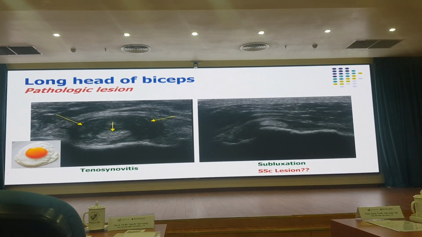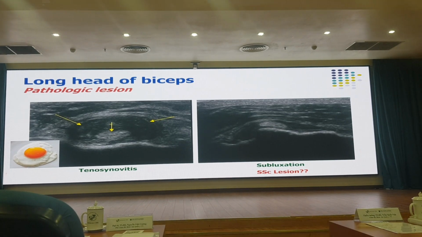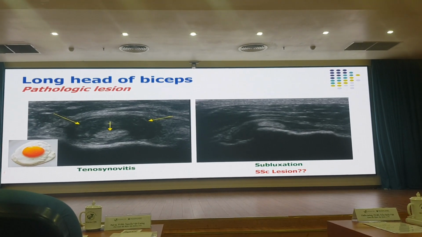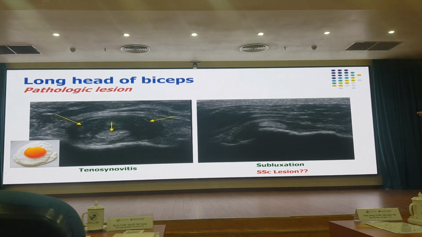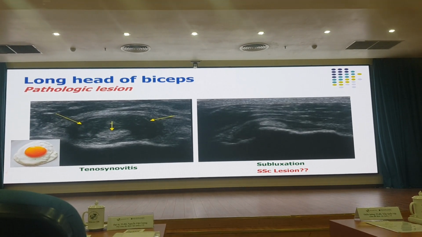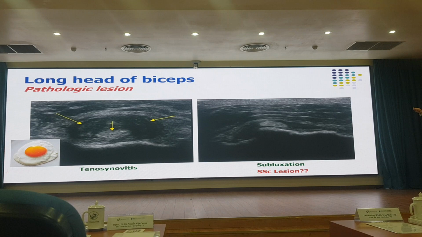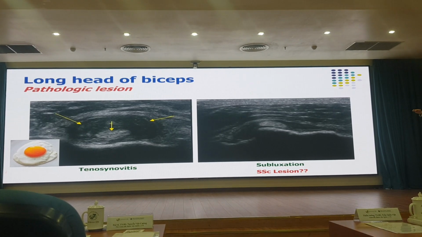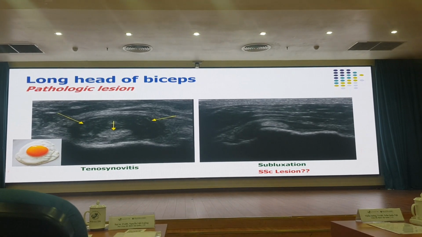And this is the common pathology region around the long-headed biceps tendon. In case of severe tendosynovitis, a hypoechoic fluid collection is collected around the biceps tendon. It looks like a fried egg, and in these cases, I always suspect tendosynovitis of the biceps tendon.